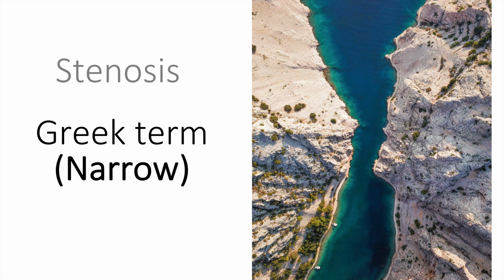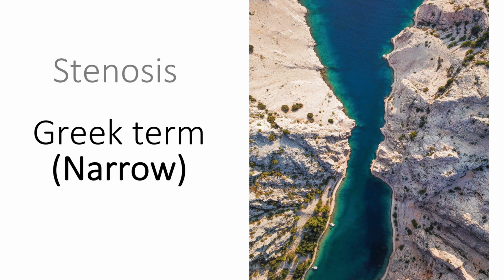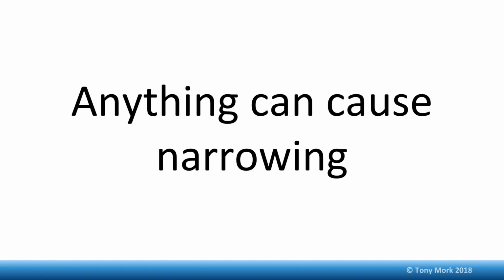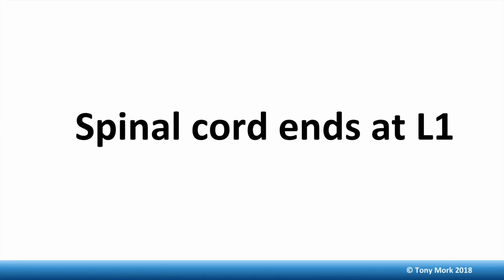Stenosis is a Greek term which means narrowing, and we can see a section of narrowing here on the right in this waterway, but that is a pretty good representation of what it looks like inside the spinal canal. Anything can cause narrowing. So a disc herniation could cause it, or bony overgrowth. Anything that causes narrowing could be referred to as stenosis.